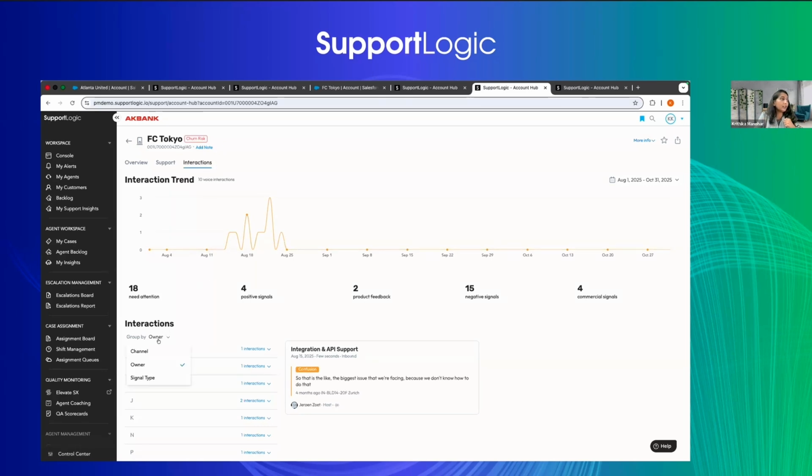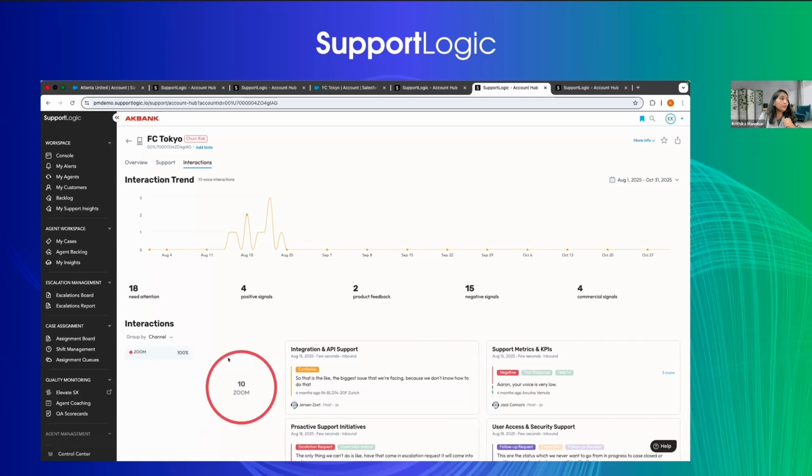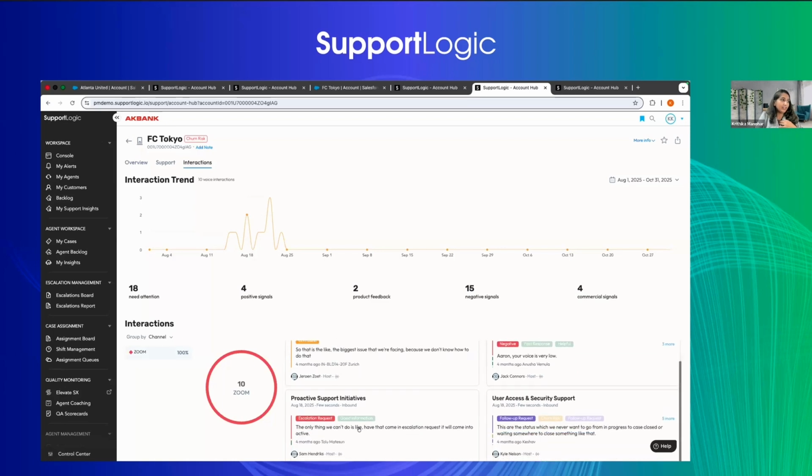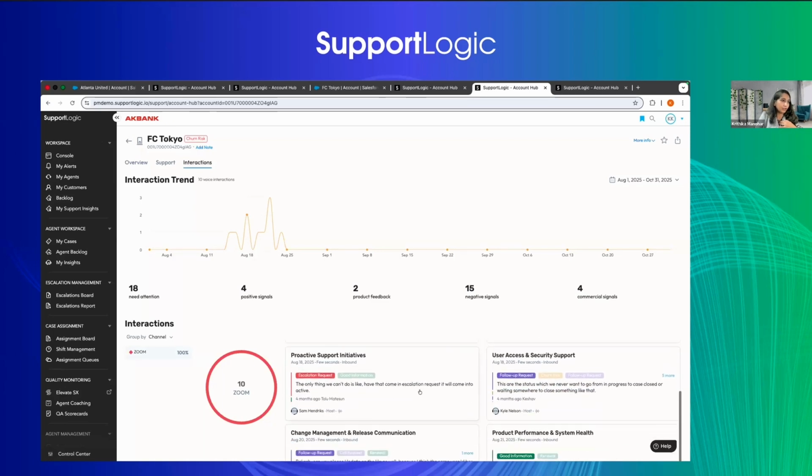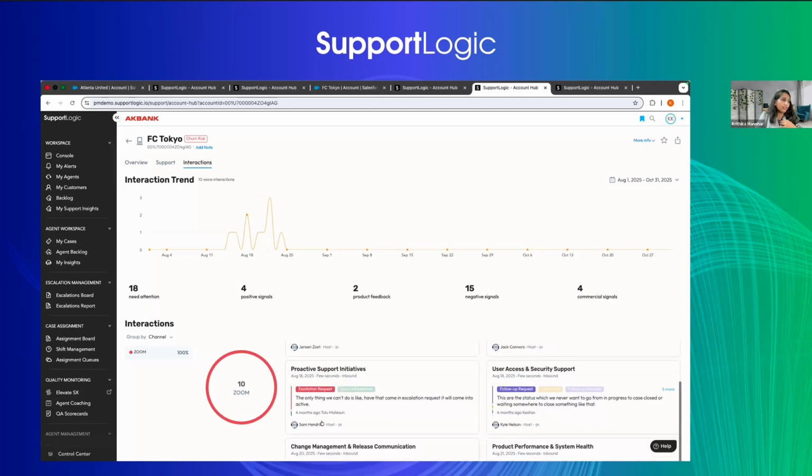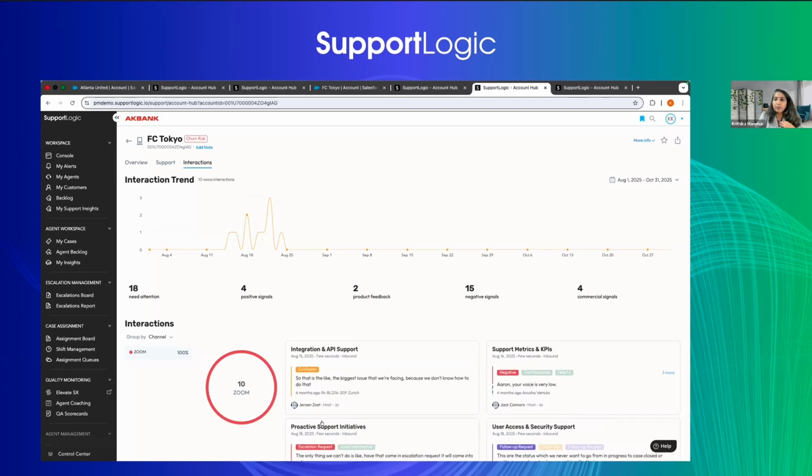So in this case, we are looking at all of the Zoom conversations that my team has had with FC Tokyo, given that renewal is coming. There's been a lot of activity here. Here, I also see signals which indicate that there's been some confusion or some follow-up requests. So that's also a good starting point for me to double click and work with those specific owners.